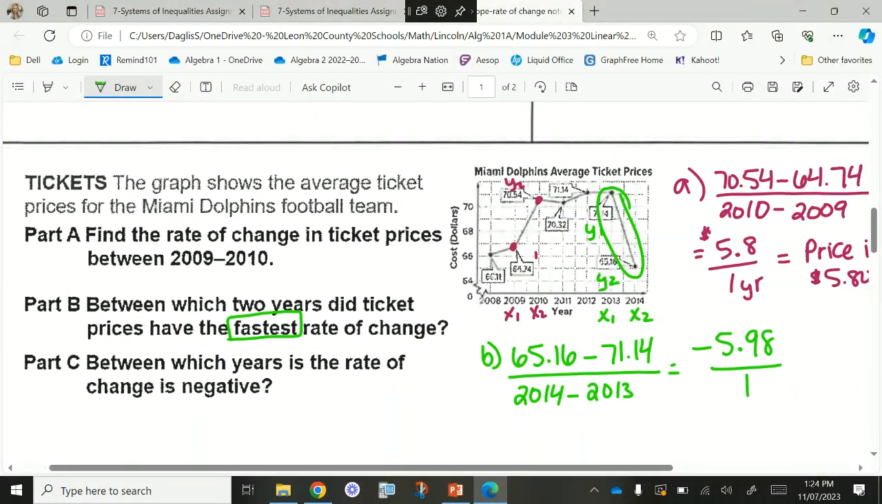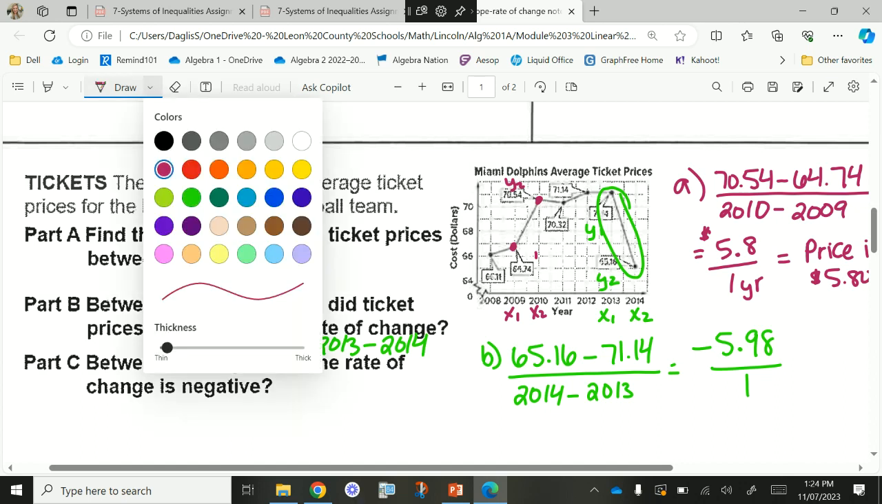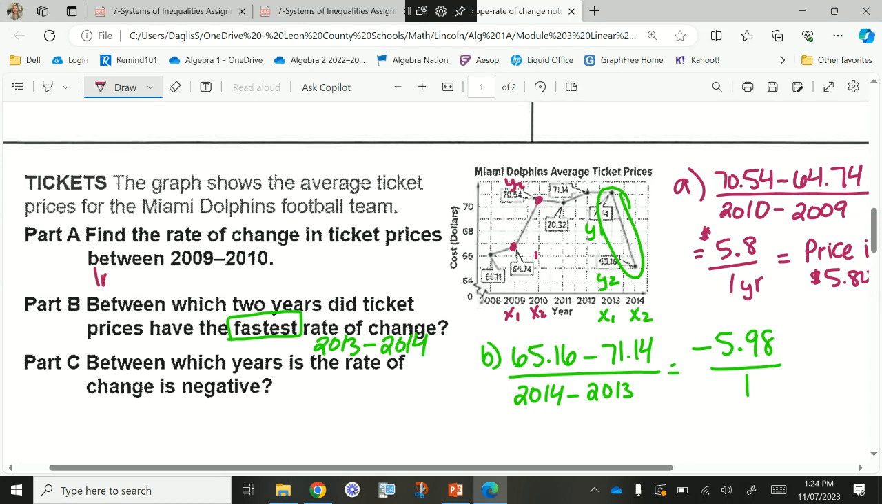Okay, so we're going to say between 2013 and 2014, this had a change of $5.98. There we go. Kind of put our answers with our questions.